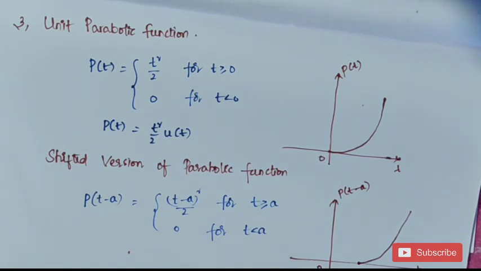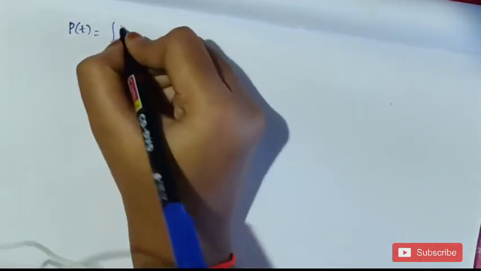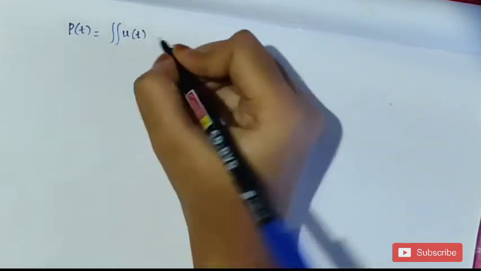This is about the unit parabolic function, and the relation is P of t is equal to the double integral of u of t. The parabolic function is obtained by double integrating the unit step function.